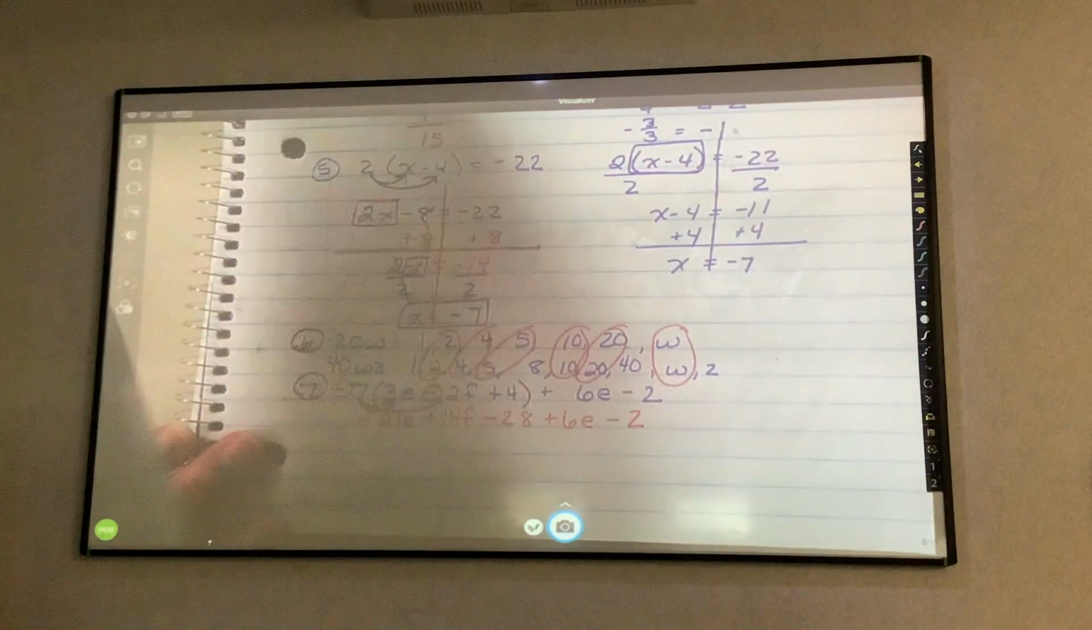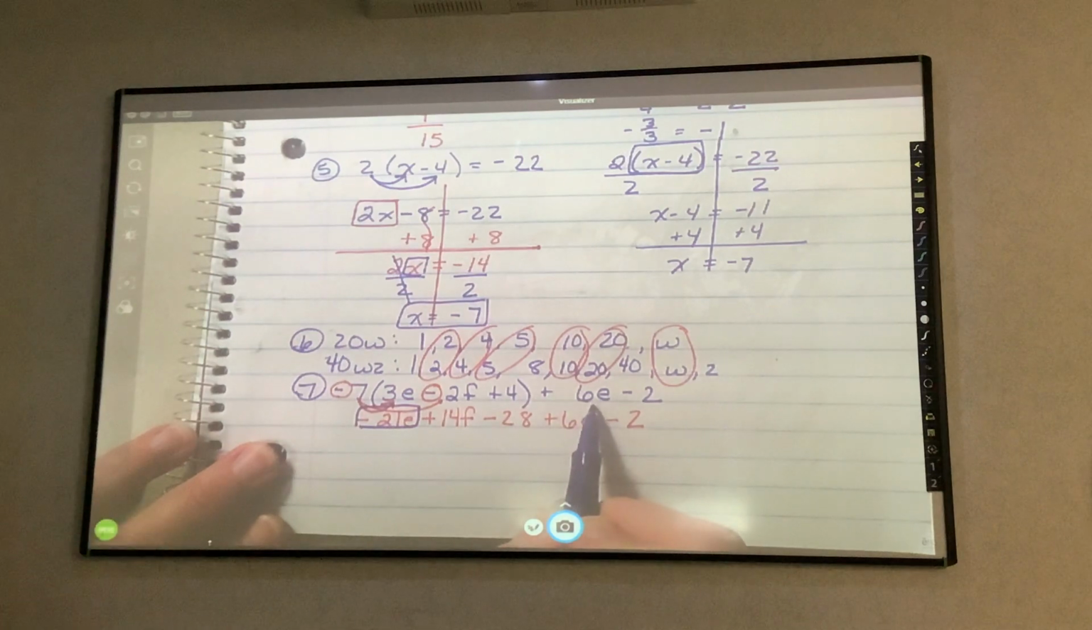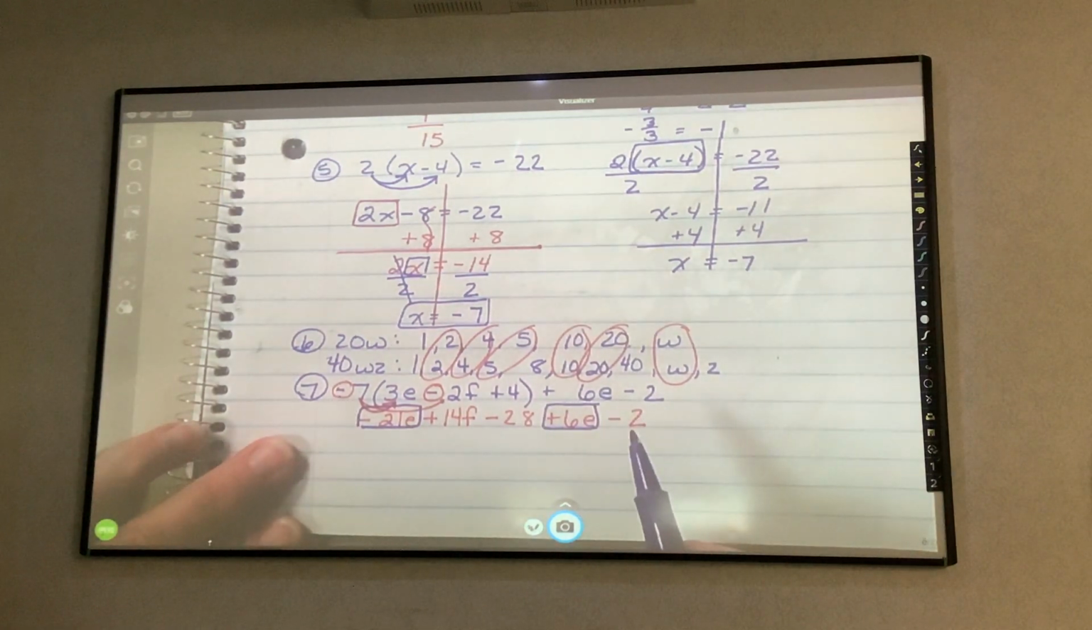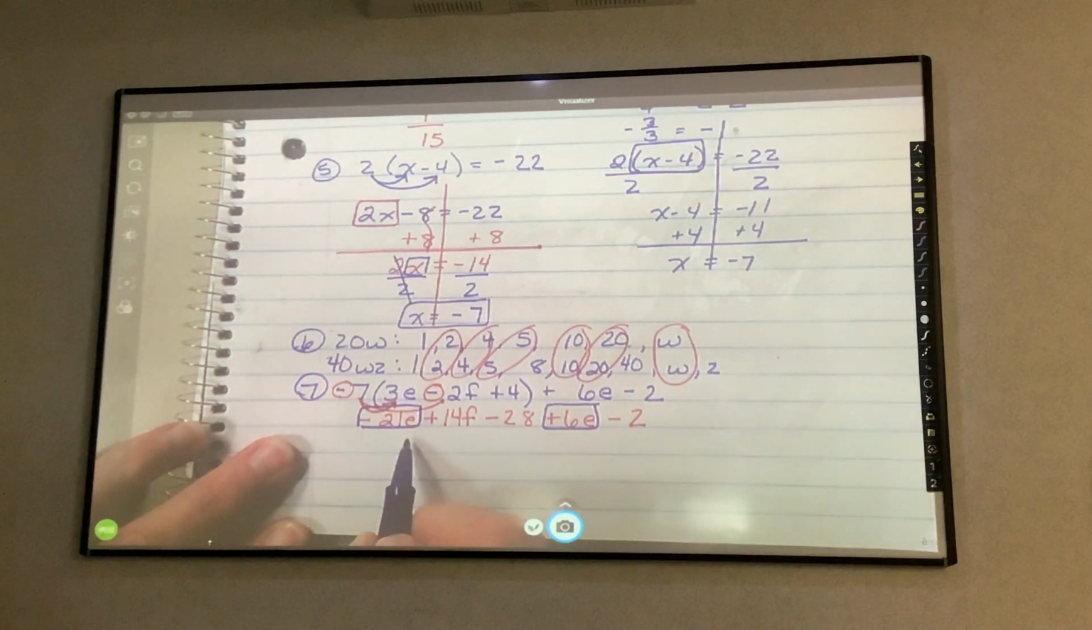Then I'm going to combine my like terms. I have a 21E and a 6E. One's negative, one's positive, so I have to subtract. So 21 minus 6 is 15, so I have a negative 15E.